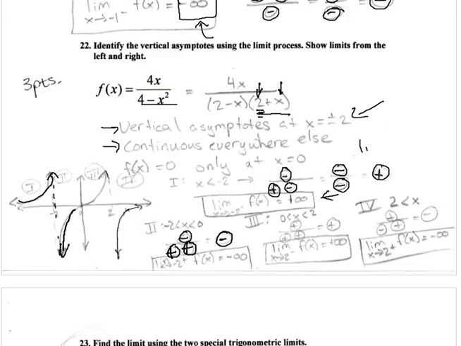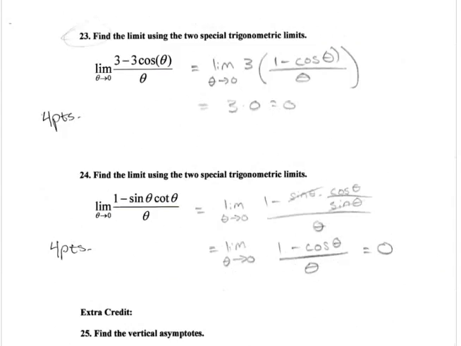Right? Okay. So that's the second region, and the third and fourth regions have reasoning which is very similar. So the limit as x goes to 2 on the left is going to be positive infinity. The limit as x goes to 2 on the right is going to be negative infinity. Okay? All right. Last two questions, 23 and 24.